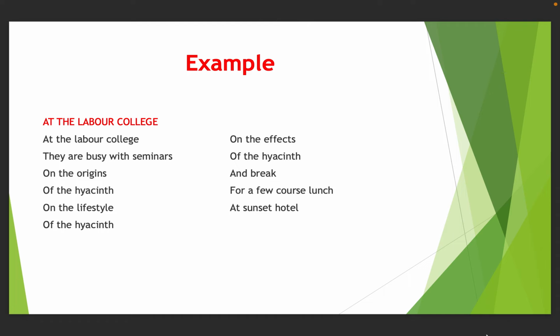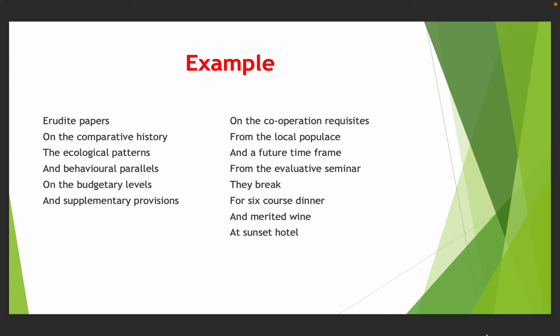Example. At the Labor College they are busy with seminars on the origins of the hyacinth, on the lifestyle of the hyacinth, on the effects of the hyacinth, and break for a five-course lunch at Sunset Hotel. Erudite papers on the comparative history, the ecological patterns and behavioral parallels, on the budgetary levels and supplementary provisions, on the cooperation requisites from the local populace in a future time frame, from the evaluative seminar they break for a six-course dinner and merited wine at Sunset Hotel.